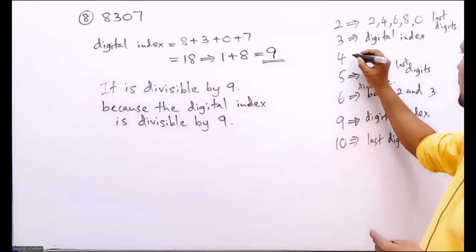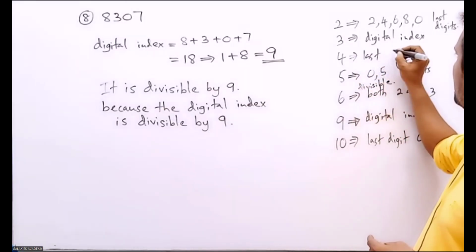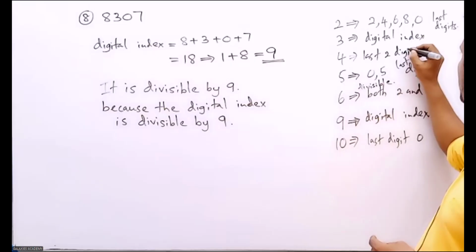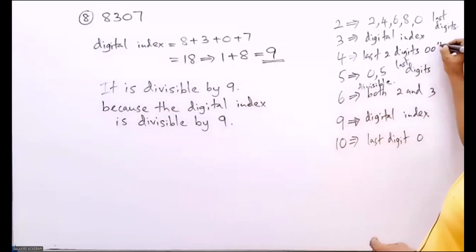Right? Last two digits 00 or divisible by 4.